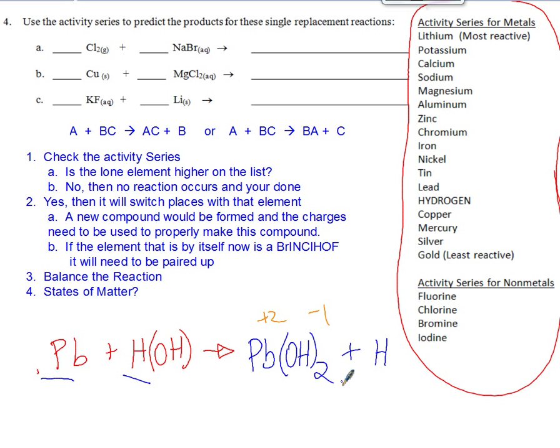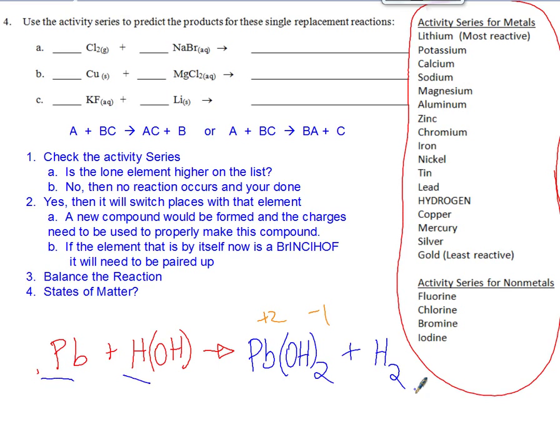Alright, new compounds form. If the element that is by itself now, that's hydrogen, is one of those diatomics, you might write Brinkel-Hoff down or something like that, then it needs to be paired up. So hydrogen is one of these 7 elements that hates to be lonely, so it's always H2 when it's by itself.